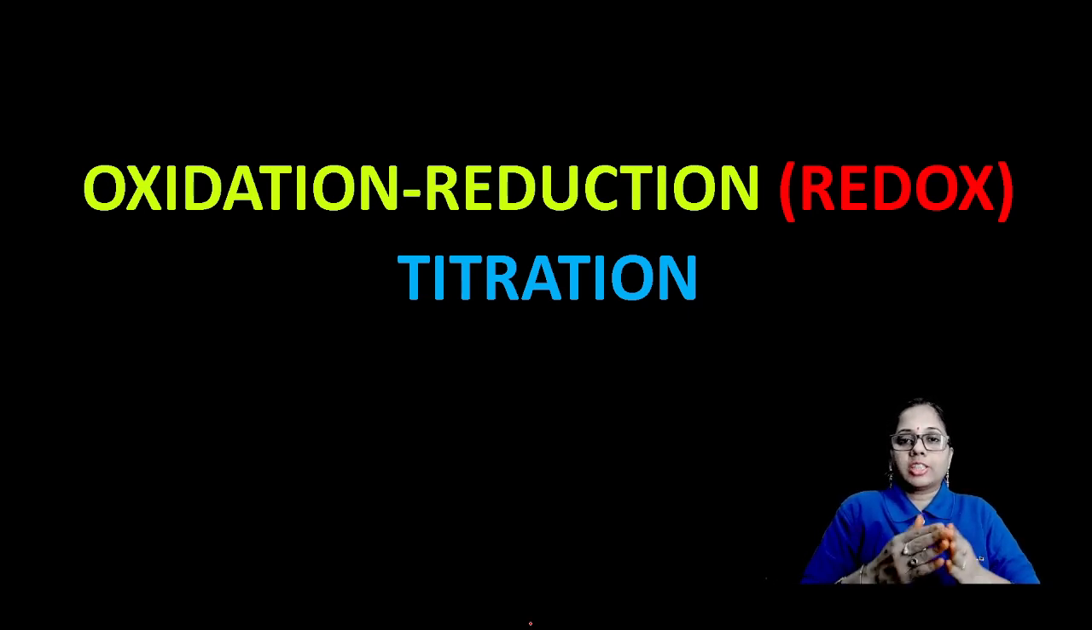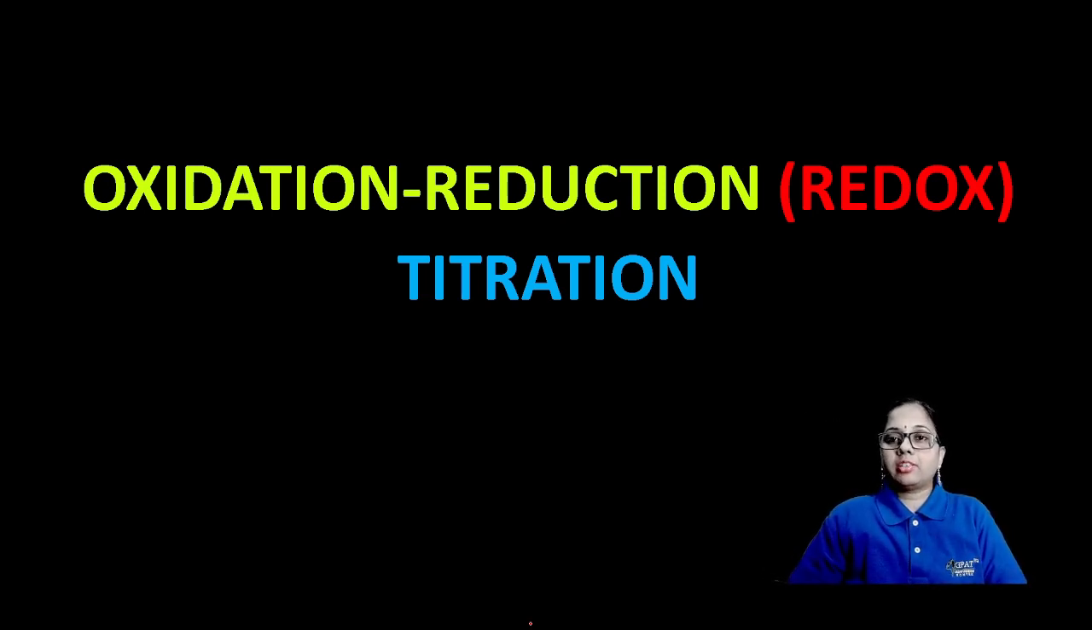So the oxidizing agent will be there as well as the reducing agent. Both oxidation as well as reduction are going to occur in the same chemical reaction. That's why this is also called redox titration. So let us see what the definitions are and what the different types of oxidation reduction titrations are.